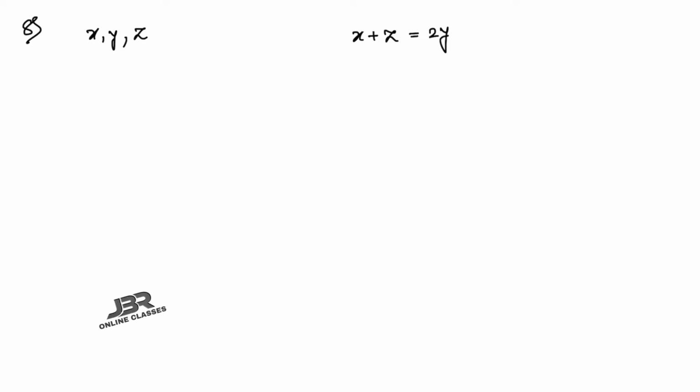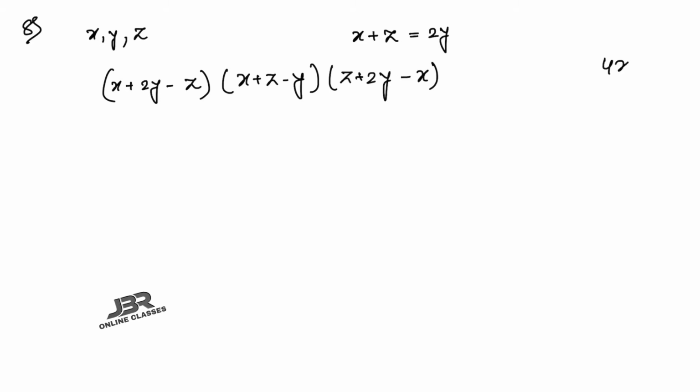So here you have to show that x plus 2y minus z, then x plus z minus y, and the last one, sorry, it's z plus 2y minus x, that one equal to 4xyz.